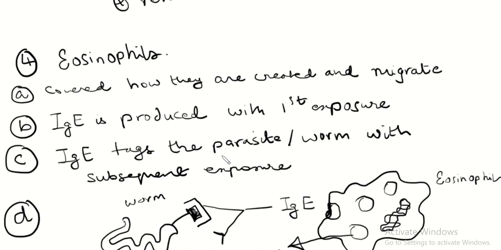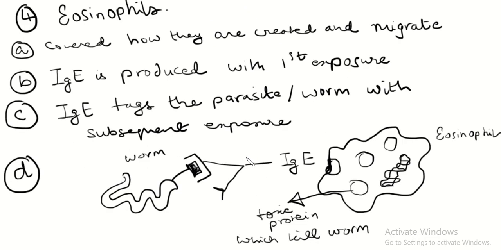Okay. Eosinophils, again, we talked about how they were created and how they migrated, right? So they're one of the Ben cells. Okay. So we talked about them. We talked about the myeloid line. If you're not sure, make sure you review the video. Again, their role is in parasites and worms. And again, you have the antibody IgE that tags the worms or parasite. And then the eosinophil attaches to the IgE and gets activated and releases toxic proteins that kill the worm. Okay? So that's how eosinophils act.